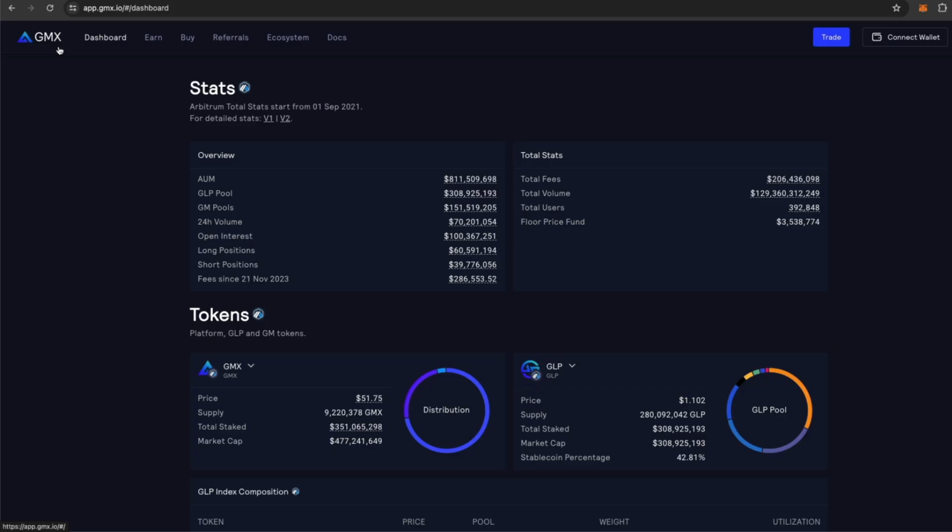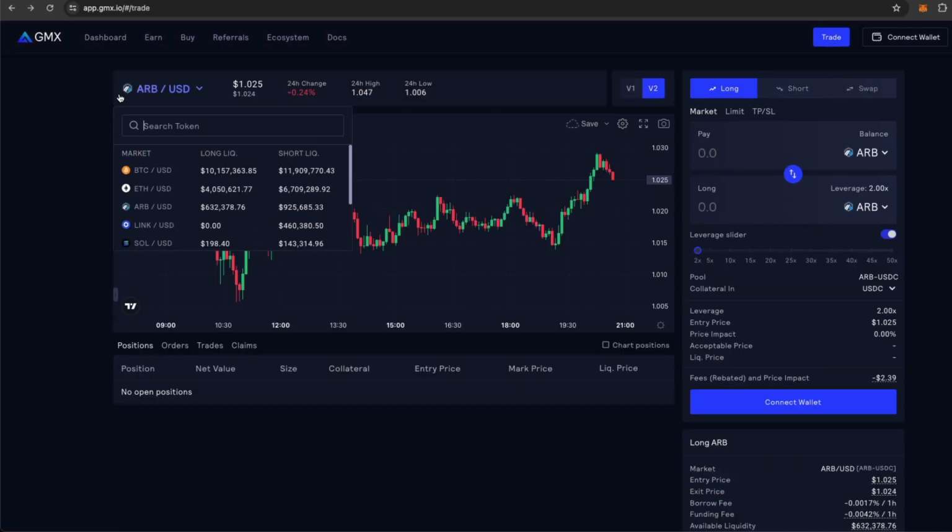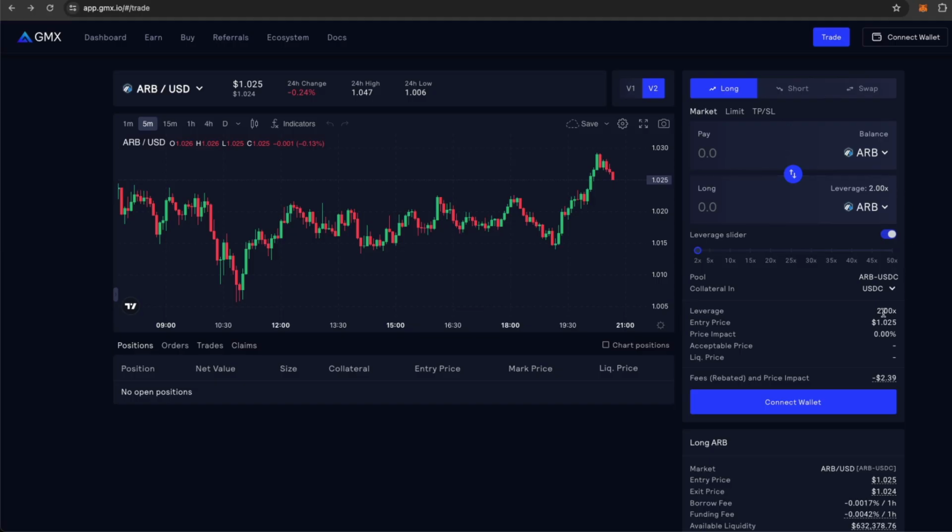Next, we have GMX, which is an opportunity to trade assets. If we come over to their trade tab, you can see that we can locate pairs of cryptocurrency that we can trade on. And they also offer leverage opportunities. So this could be very risky if you use too much leverage, obviously. But if you're somebody that's a trader and you like to trade assets directly, this could be your forte.